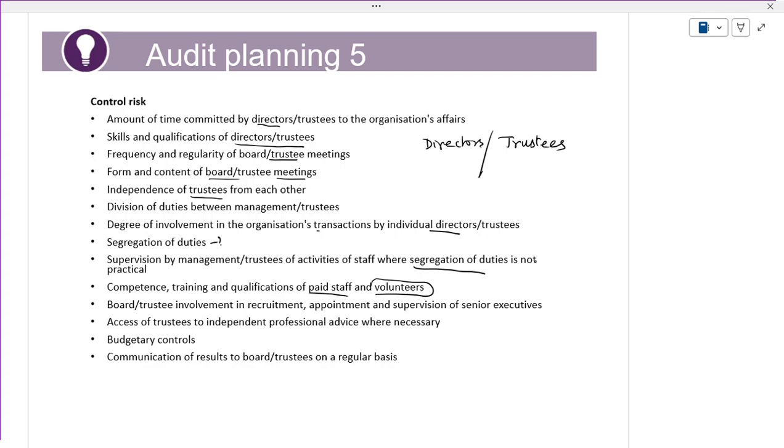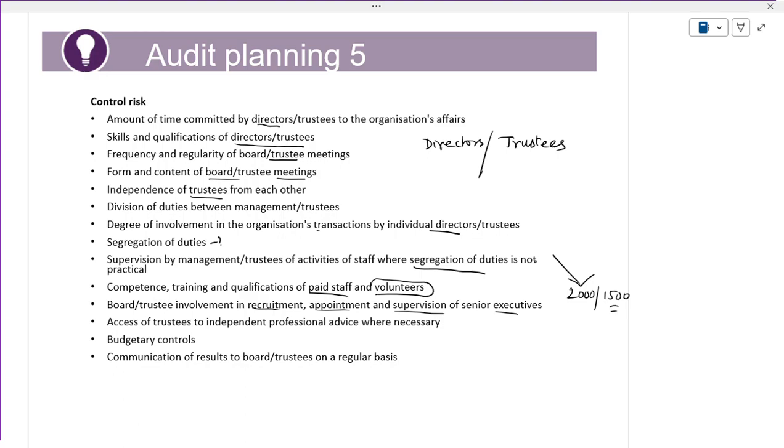Okay? Board trustees' involvement in recruitment, appointment and supervision of senior executives. See what happens, you are a trustee. If you are working for a profit organization, you will get more. Very simple. Assume you are getting 2,000. If you are working for a not-for-profit organization, I am not saying it is always so, but assume you will get 1,500. It is performance-based, is it right? It is voluntary-based, is it? That's what it says.